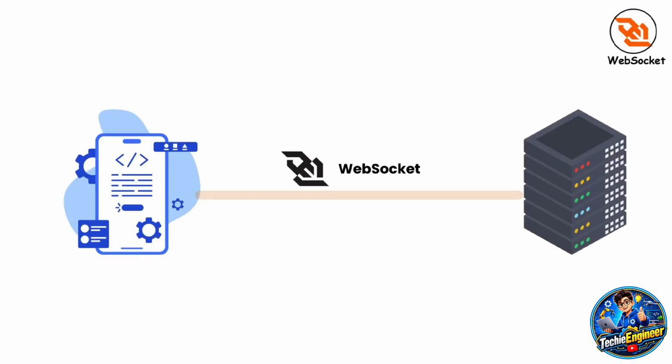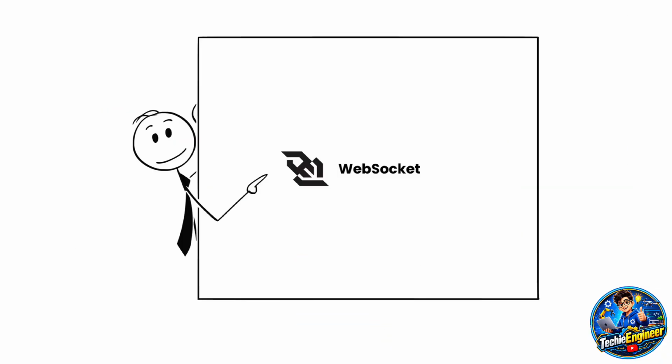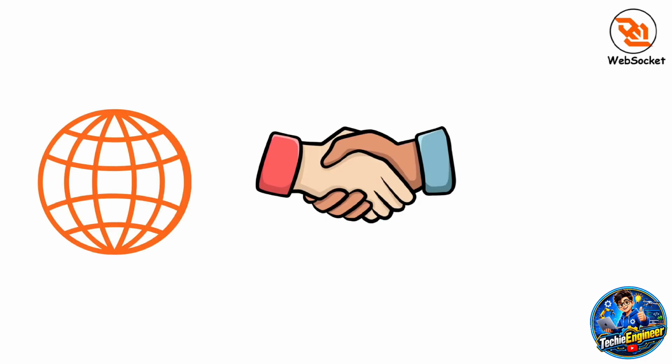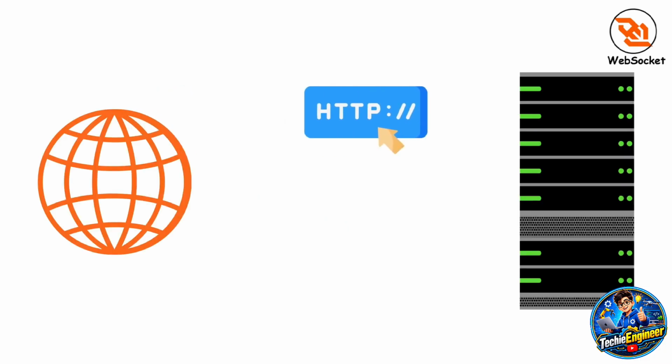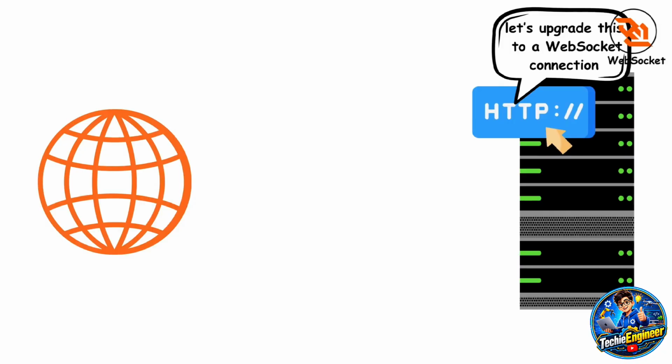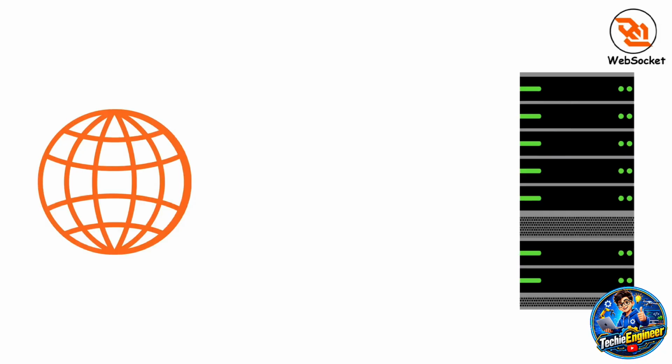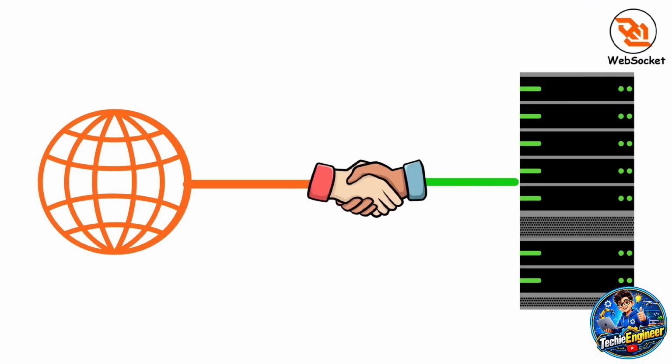WebSockets API. WebSockets are like opening a permanent phone line between your app and the server. Once the connection is established, both sides can talk to each other anytime. Instantly, no more waiting for the client to ask a question like with traditional HTTP. Here's how it works. It starts with a handshake. Your browser sends a special HTTP request saying, "Let's upgrade this to a WebSocket connection." The server agrees, they shake hands, and from that point on, the channel stays open.